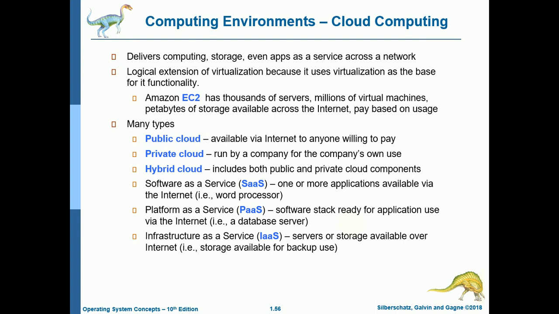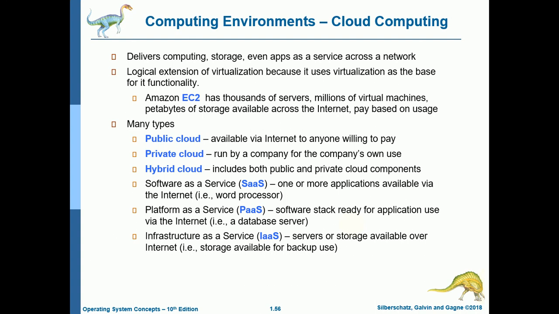And then we have software as a service, or SaaS, one or more applications available via the internet such as a word processor. Actually, Google Docs is already an example of software as a service. For example, Adobe Photoshop Express, in which you can edit, tweak your images. You don't need to download Adobe Photoshop or buy the software and install it in the computer. You can already edit your image using Adobe Photoshop Express online. So those are examples of software as a service.